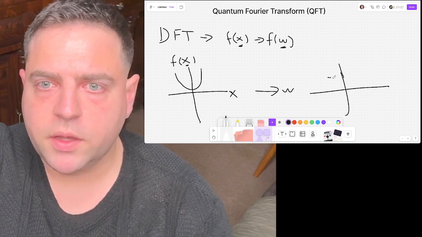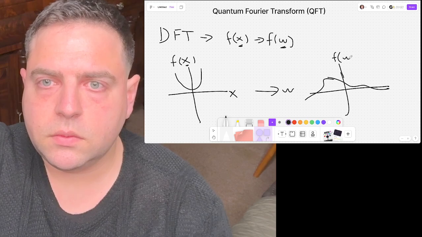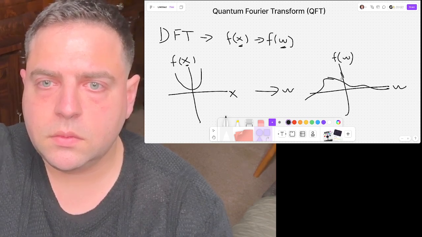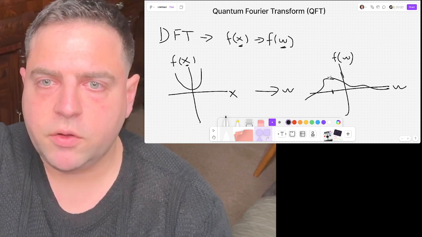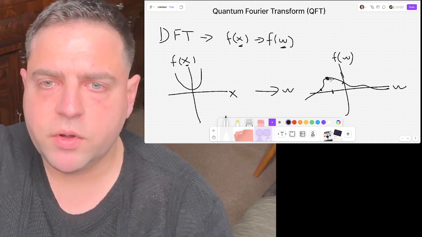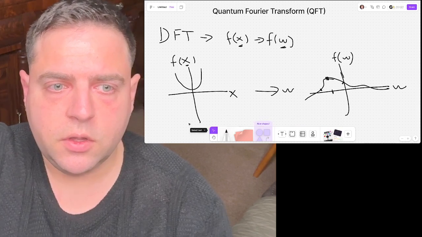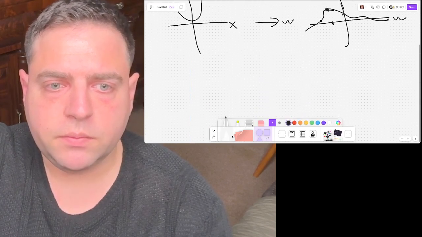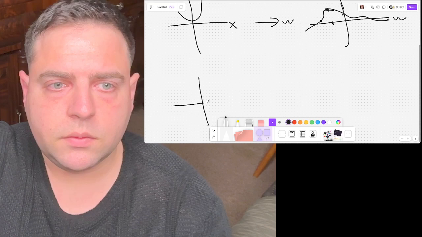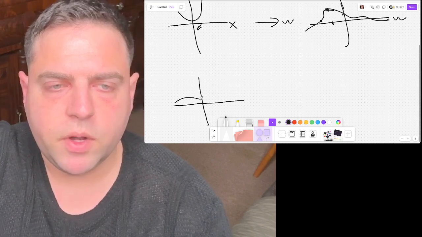Maybe it looks something like this. That is, this particular frequency has a high amplitude, this particular frequency has a lower amplitude, and each one of these frequencies, when added together, will actually make this. You can think about this in terms of music theory. A chord is made up of different notes. In the same way, this function up here is made up of many different frequencies.